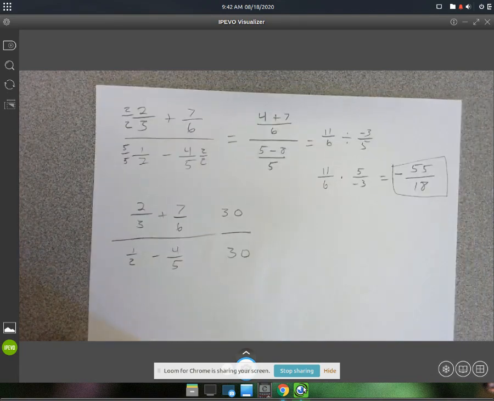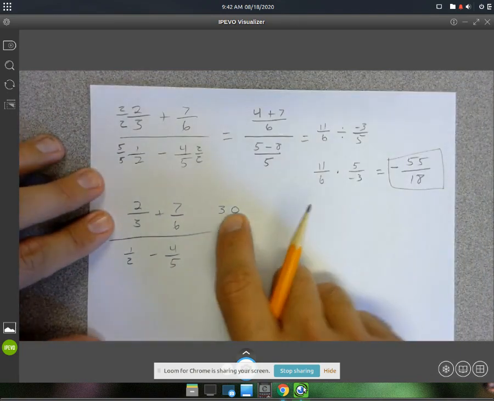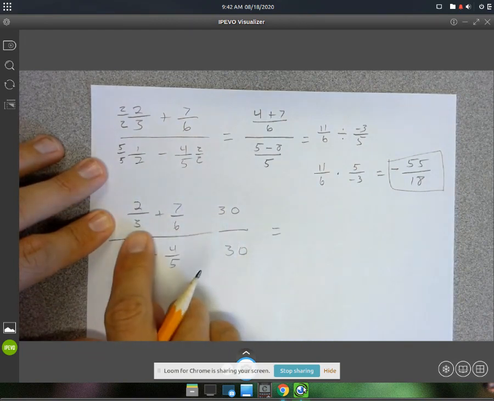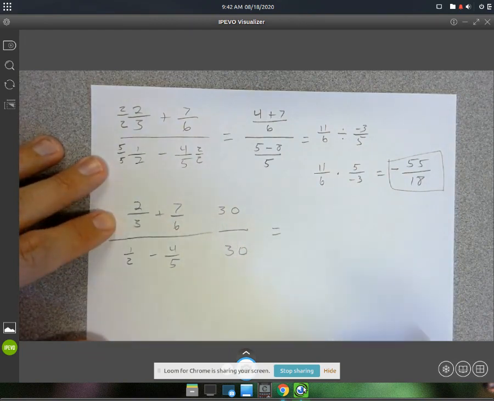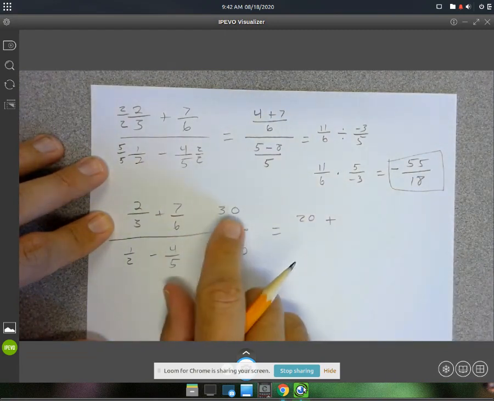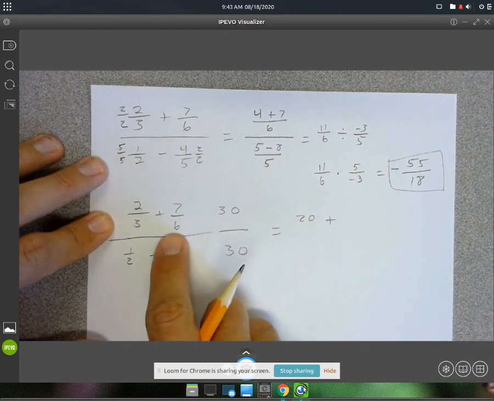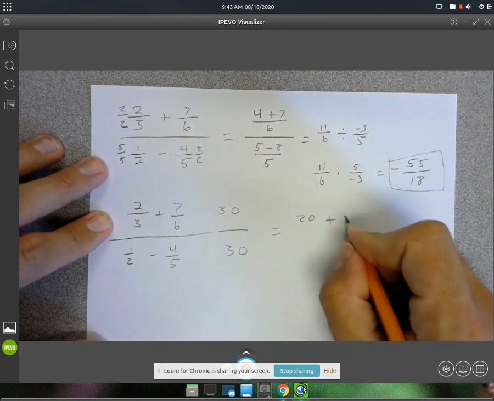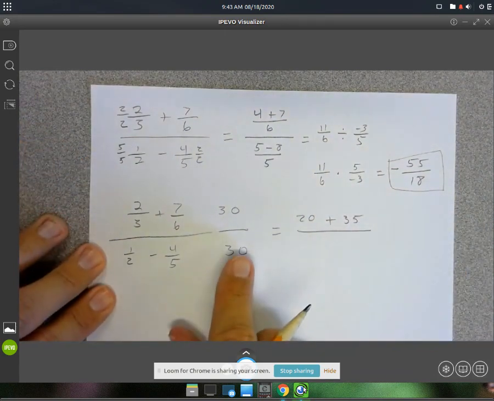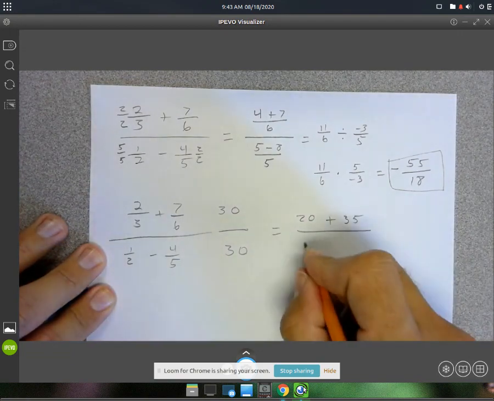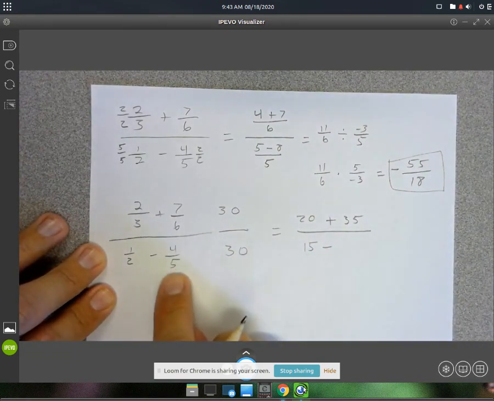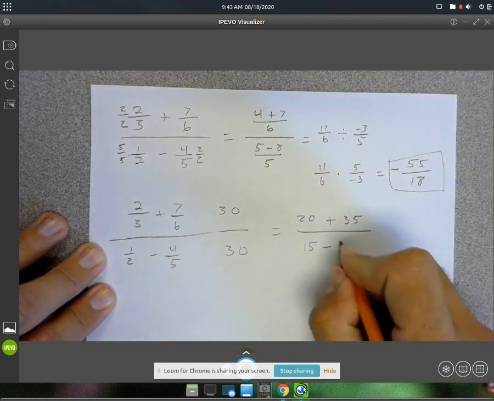Let's distribute this. We'll have 30 divided by 3 is 10. 10 times 2 is 20. Plus 30 divided by 6 is 5. 5 times 7 is 35. And on the bottom, 30 divided by 2 is 15. 30 divided by 5 is 6. 6 times 4 is 24.